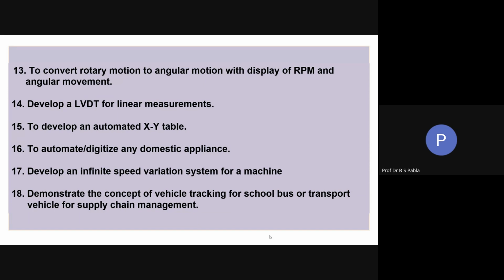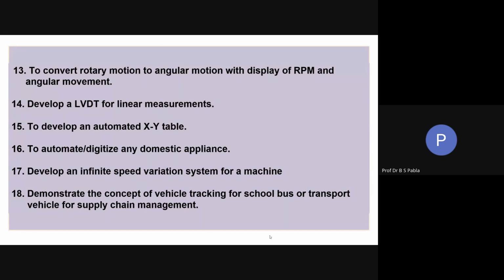Develop an infinite speed variation system for a machine. Now we have stepped variation in machines, let's say in a lathe machine. Can we have a stepless speed variation? Demonstrate the concept of vehicle tracking for a school bus or transport vehicle for supply chain management. Can we do that?